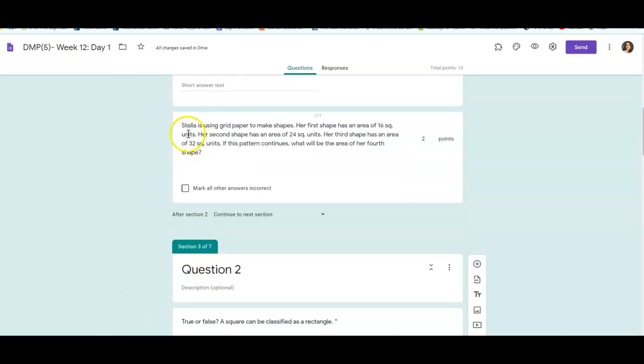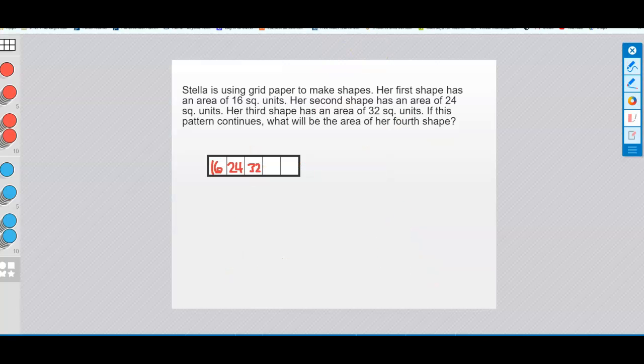Okay, our next question says Stella is using grid paper to make shapes. Her first shape has an area of 16 square units. Her second shape has an area of 24 square units. Her third shape has an area of 32 square units. If this pattern continues, what will be the area of her fourth shape? So let's take a look at what's happening here.